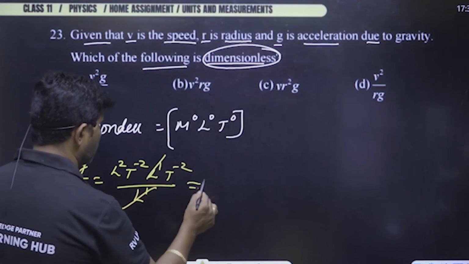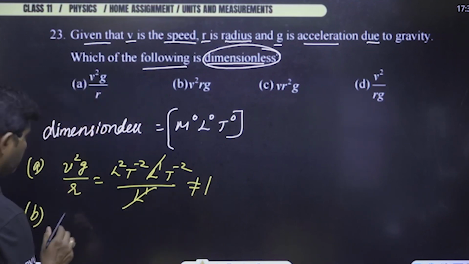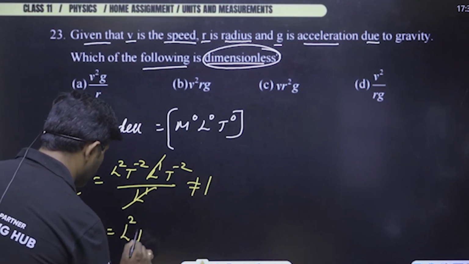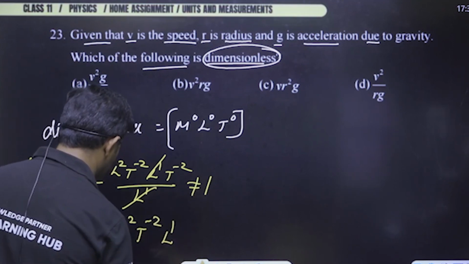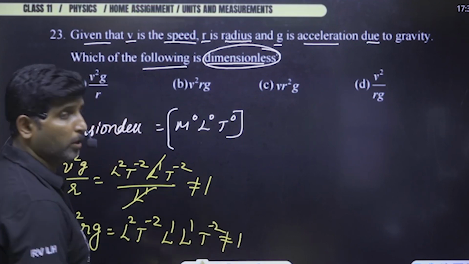But it is not equal to 1. Is it right or not? So option A is not right. Option B, we can say V square, R into G. V square is L power 2 T power minus 2, R is L power 1, G is L power 1 T power minus 2. It is also not equal to 1 here.